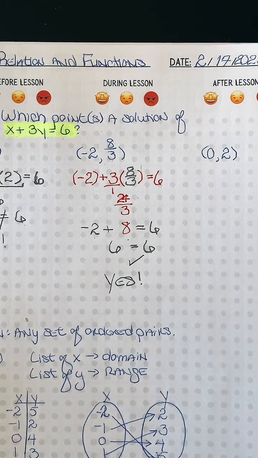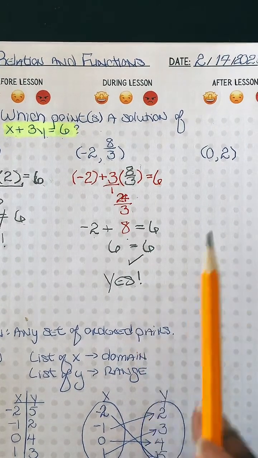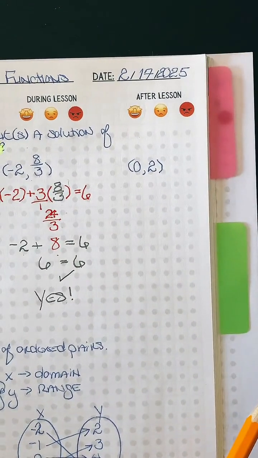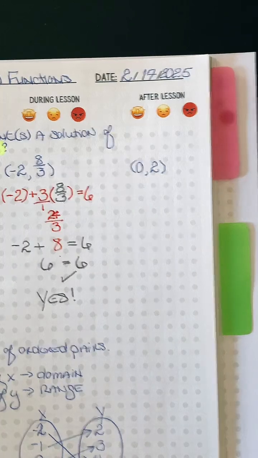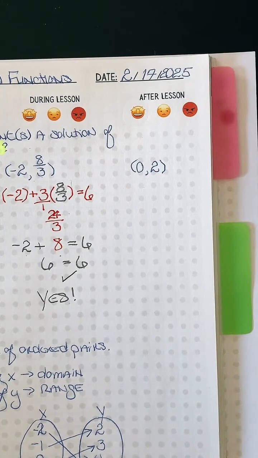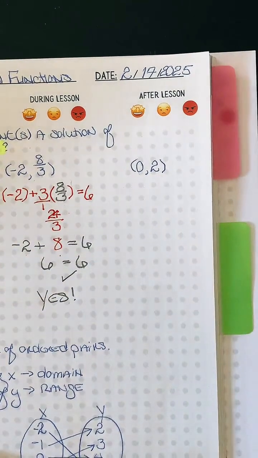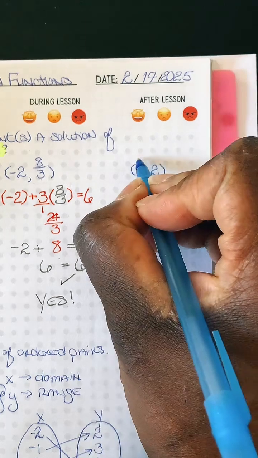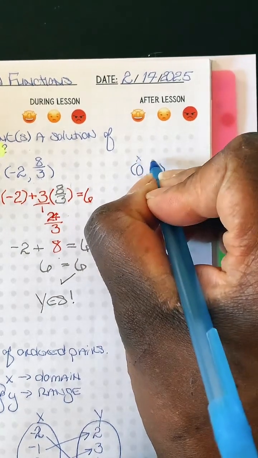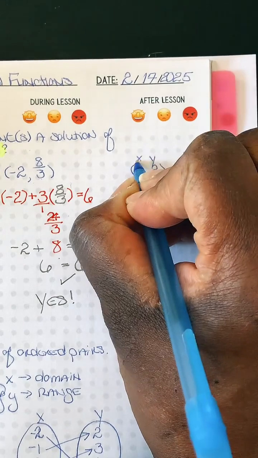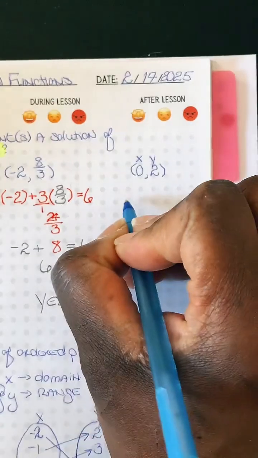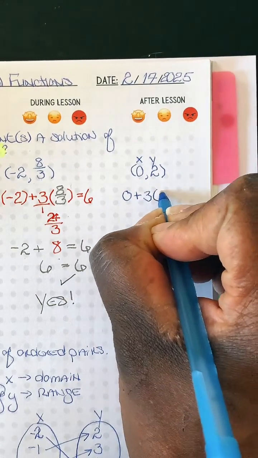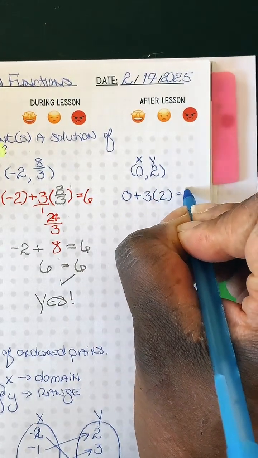All right. So now that we have this, let's try the next one. Let me slide over just a hair so we can get everything situated. So now, again, we're using the equation x plus 3y, and we're replacing the x with the 0, and then we're replacing the y with the 2. So in fact, it's going to look like this: 0 plus 3 times 2 equals 6.